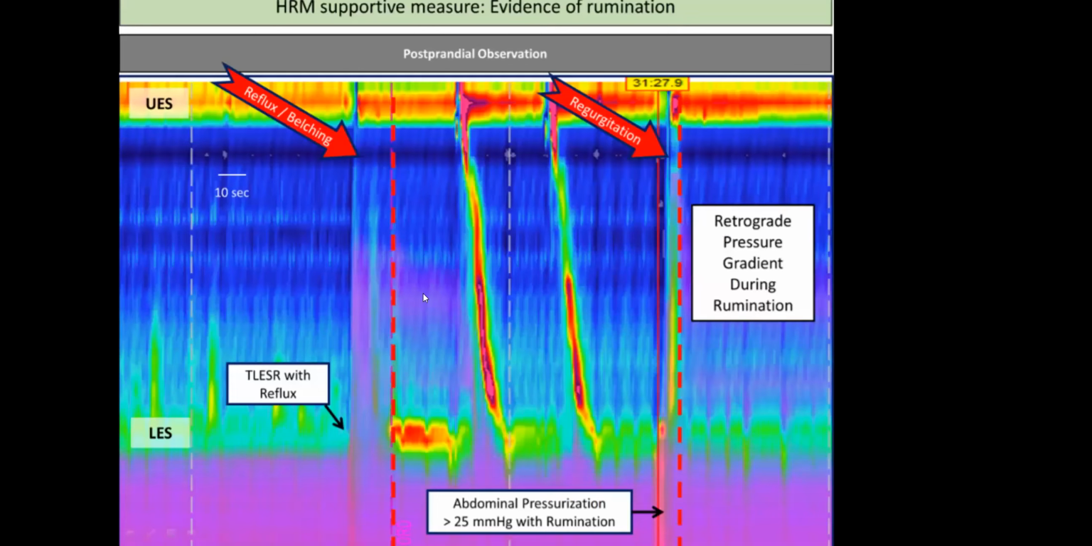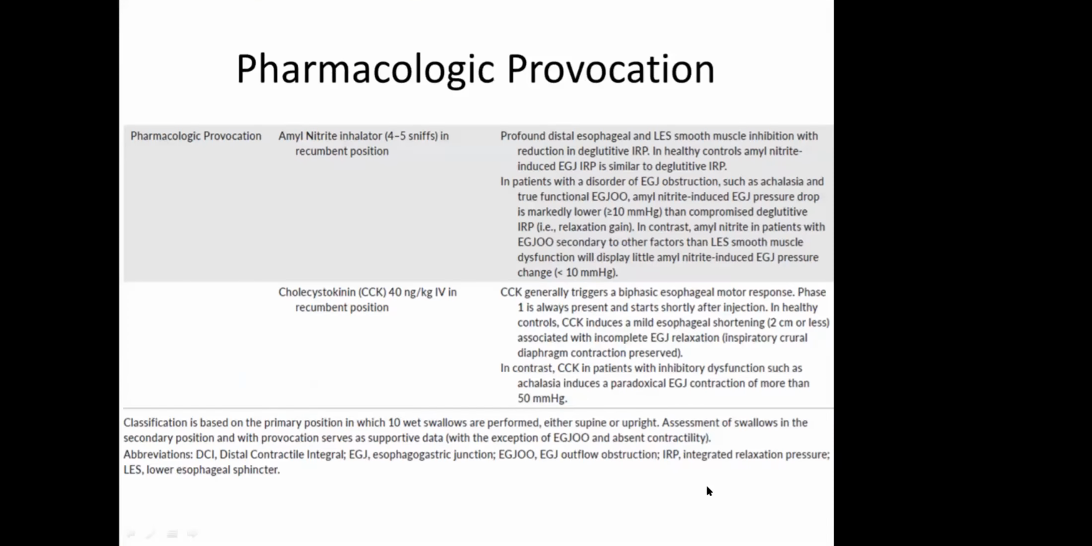This is just an example of a postprandial observation, where you can pick up belching, you can pick up transient lower esophageal sphincter relaxation and reflux. You can also differentiate between reflux and rumination. So this is the new thing that is introduced in Chicago 4.